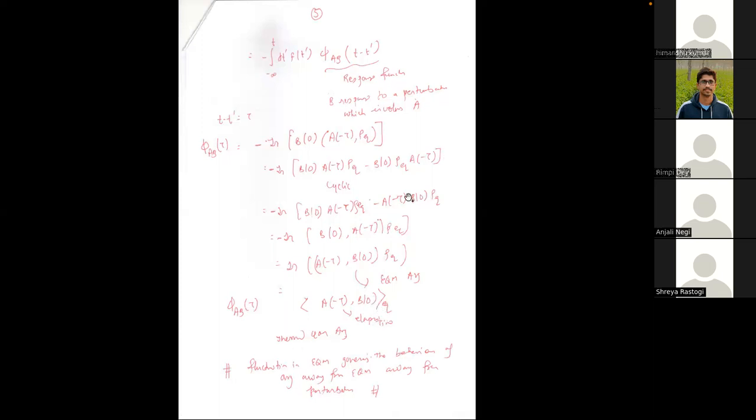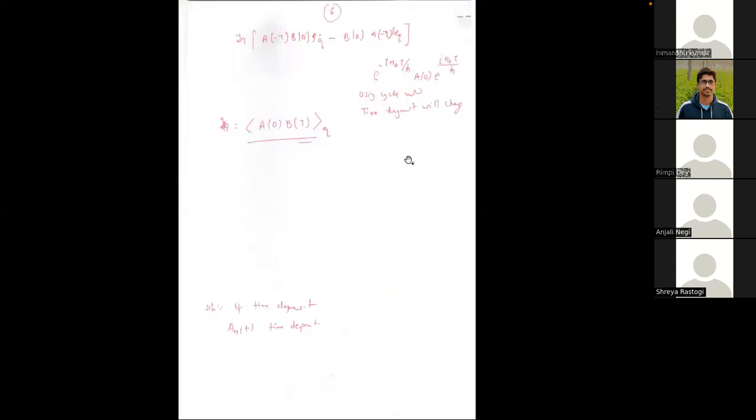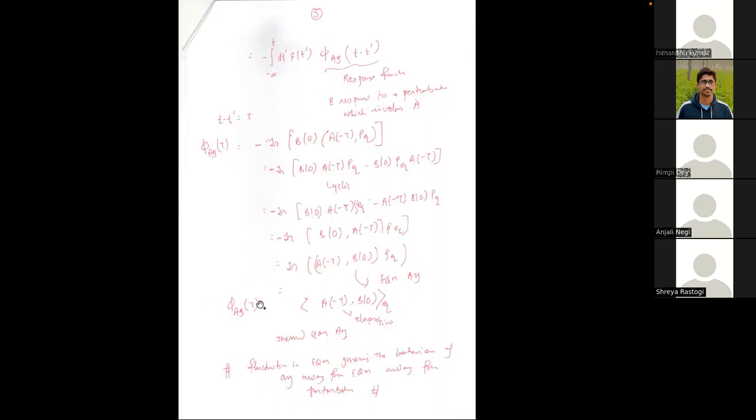So they have said that the fluctuation in equilibrium governs the behavior of the average away from equilibrium after the perturbation. I have written it, though I don't know whether you can read it or not. Now, for this phi of AB, if you change the variable inside A of minus t or B of 0, you can write it in many other different ways.